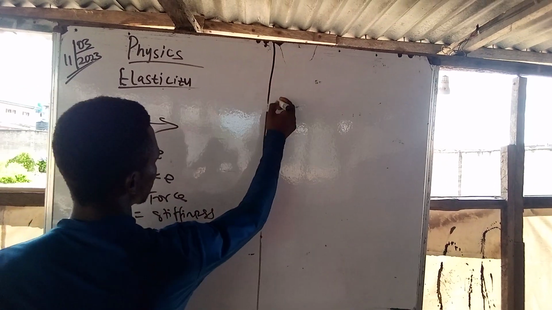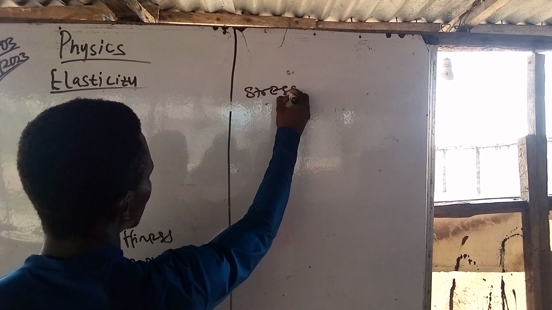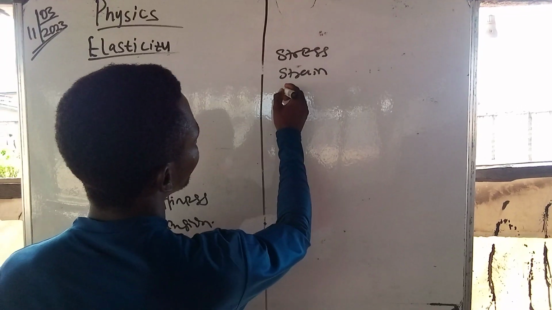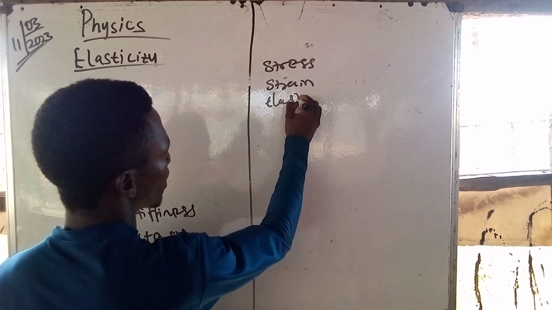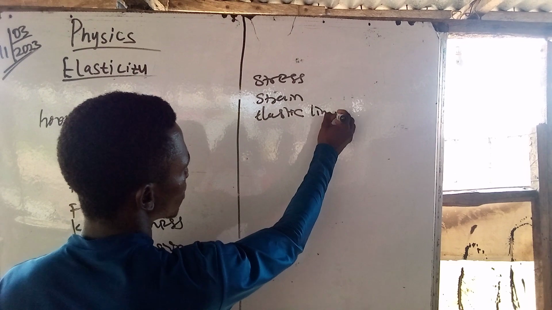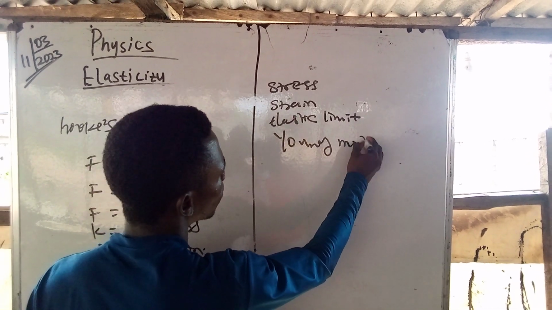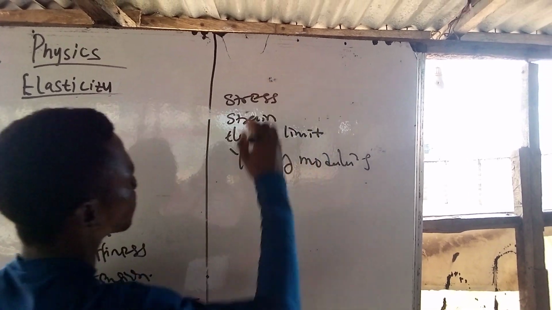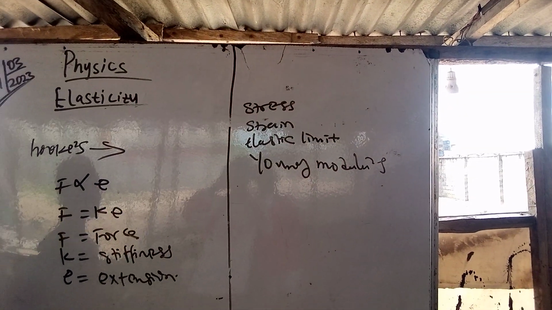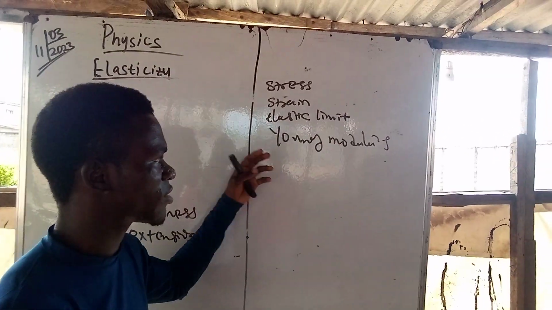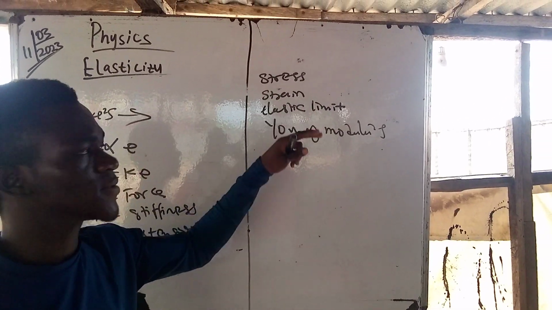We have the stress, the strain, the elastic limit, and we also have the Young modulus. Now, what is the meaning of stress? What is the meaning of strain? What is the meaning of elastic limit? And what is Young modulus?